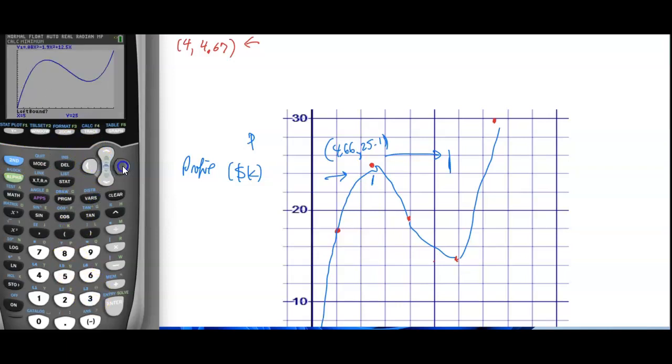Okay. And then let's do the minimum, second calc minimum. And then we'll look between this point and we'll move the cursor to the right of the valley and then hit guess. So it's 11.2 and 14.1. Okay? So that would be the minimum point.